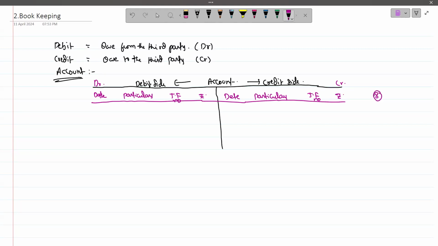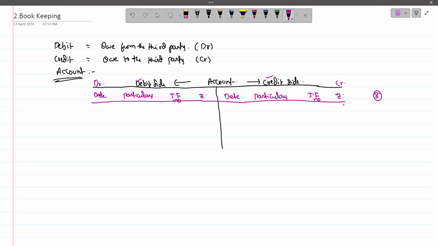In total, 8 columns are there in the ledger, in the account. So an account is nothing but a T-shaped format consisting of two sides. The left-hand side is called the debit side and the right-hand side is called the credit side. Each side consists of four columns: date, particulars, JF, which stands for journal folio number, and amount in rupees.